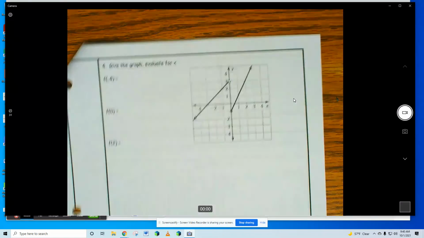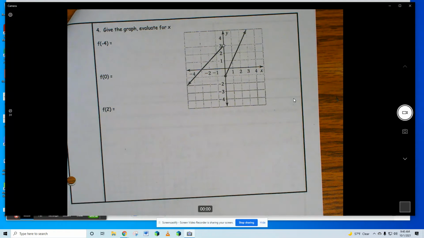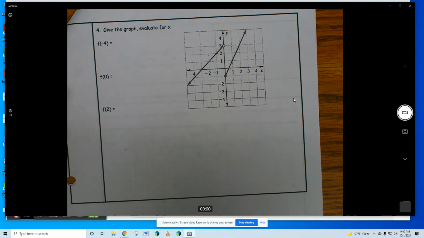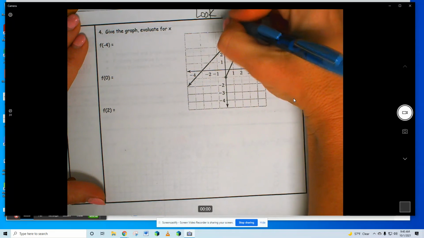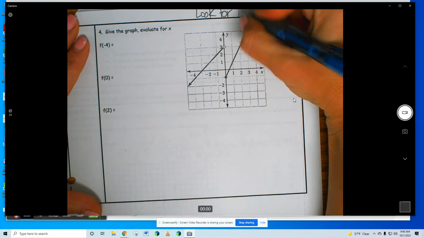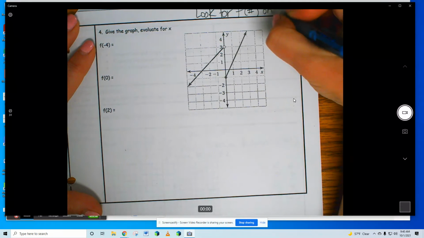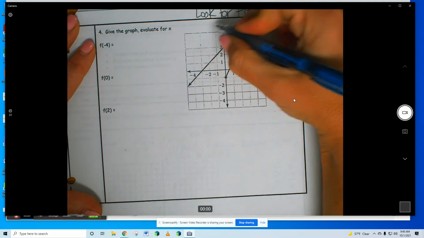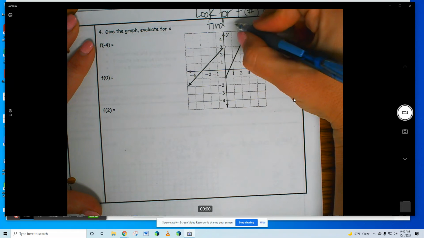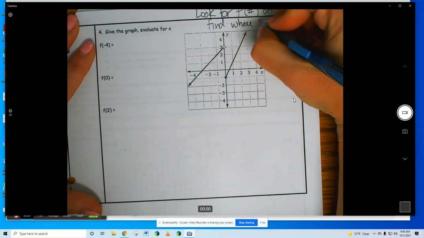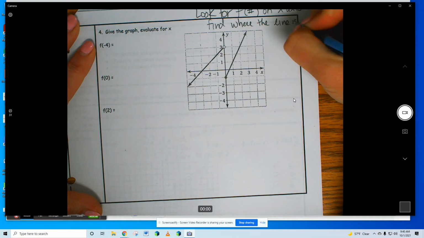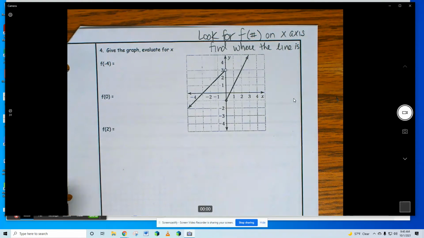All right. Something I need to remind you of. Given the graph, evaluate for x. I don't have an equation. I can't plug anything in. I have to look at the graph. Look for the f of whatever number on the x-axis and find where the line is, because I don't have an equation to plug it into.